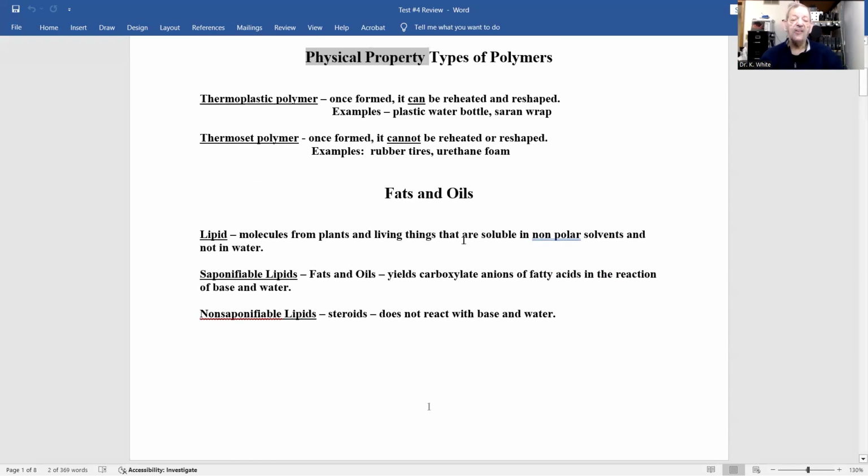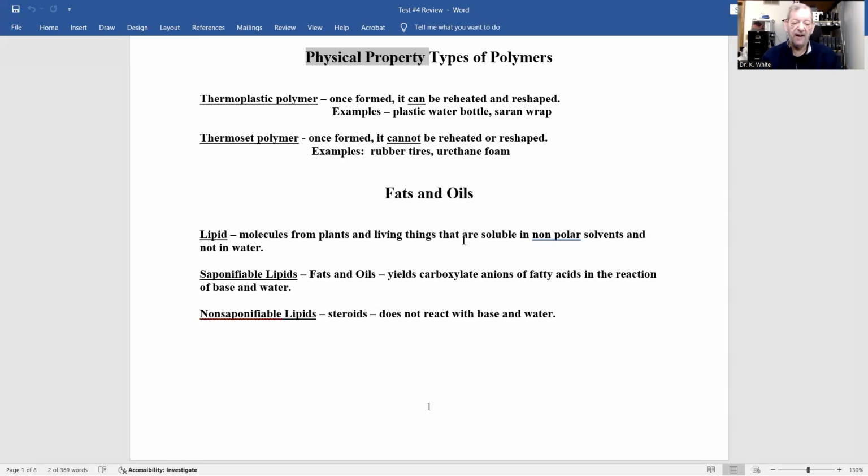All right, let's move on. The next area I talked about were fats and oils, otherwise known as lipids. And a lipid is a molecule from a plant or other living things like us that are soluble in nonpolar solvents and not in water. Now, there are two types of lipids you should know. The first type is a saponifiable lipid, also known as fats and oils.